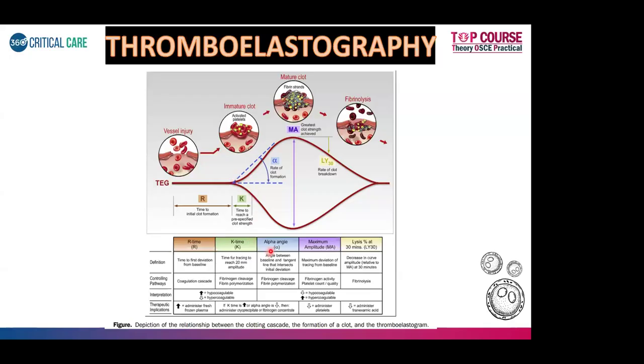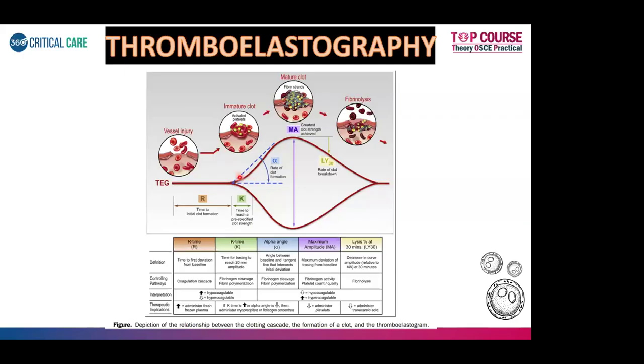Next you have the K time. Okay, K time is usually deviation from the baseline till there is a roughly pre-specified amplitude, usually 20 mm amplitude is what we take into consideration. Okay, so this is usually going to help us understand whether there is fibrinogen acting at the right time and whether there is polymerization of fibrinogen also happening. Okay, so after this you have something called the alpha angle. So what is alpha angle? Alpha angle is nothing but the angle between the baseline and the tangent that intersects the initial deviation.